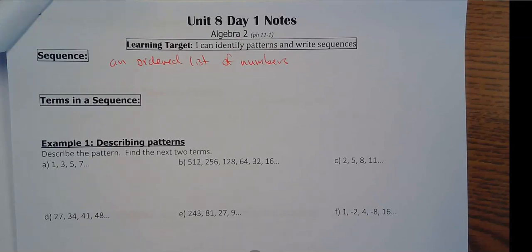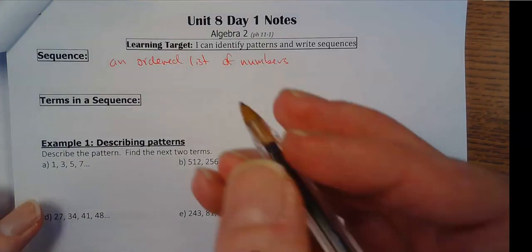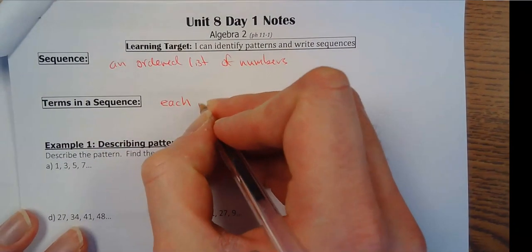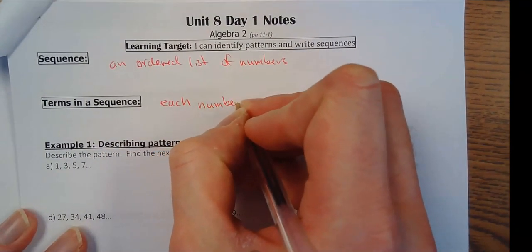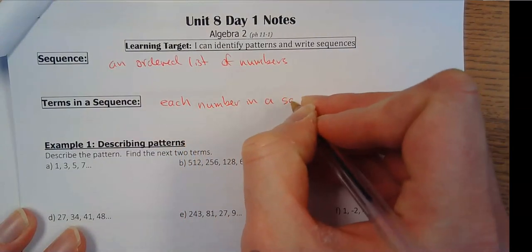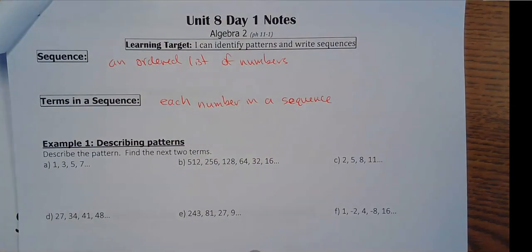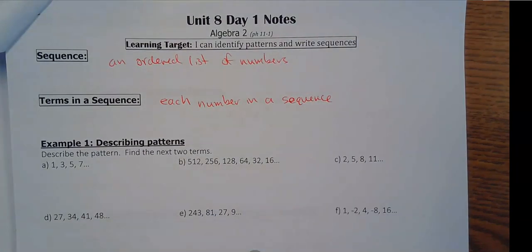Now, when we say terms in a sequence, each individual number is a specific term. So each number in a sequence is going to be a term. When we say terms, we're just talking about each number, and they each have a name too, like the first term, second term, third term. We call them A sub 1, A sub 2, A sub 3.